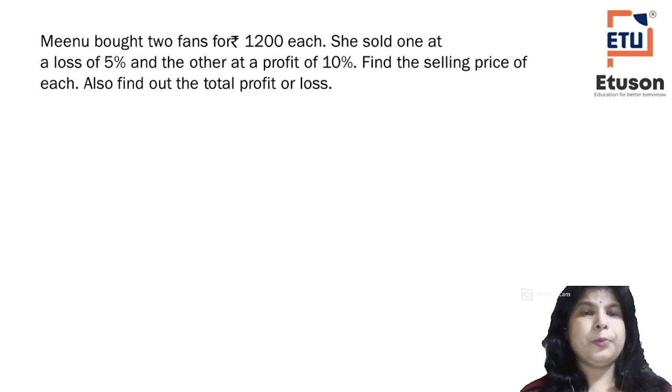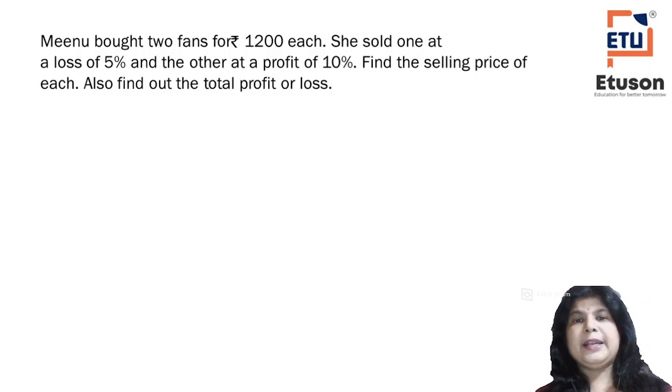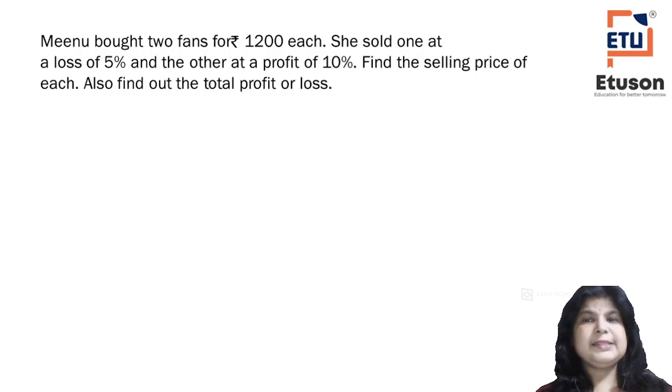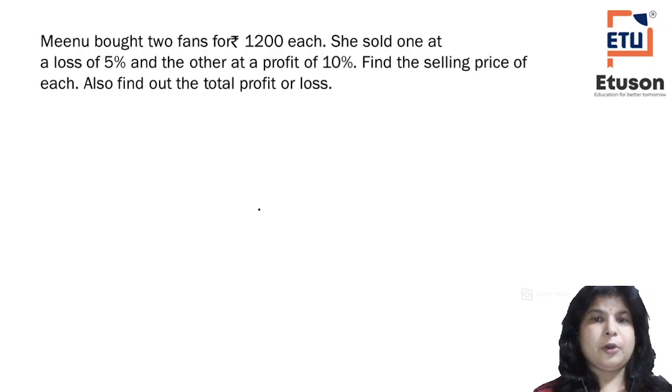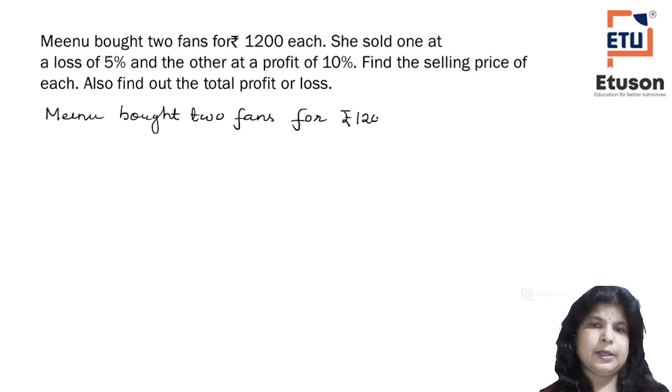Minu bought 2 fans for rupees 1200 each. She sold one at a loss of 5% and the other at a profit of 10%. Find the selling price of each. Also find out the total profit or loss. Okay. So first let us write down. Minu bought 2 fans for rupees 1200.